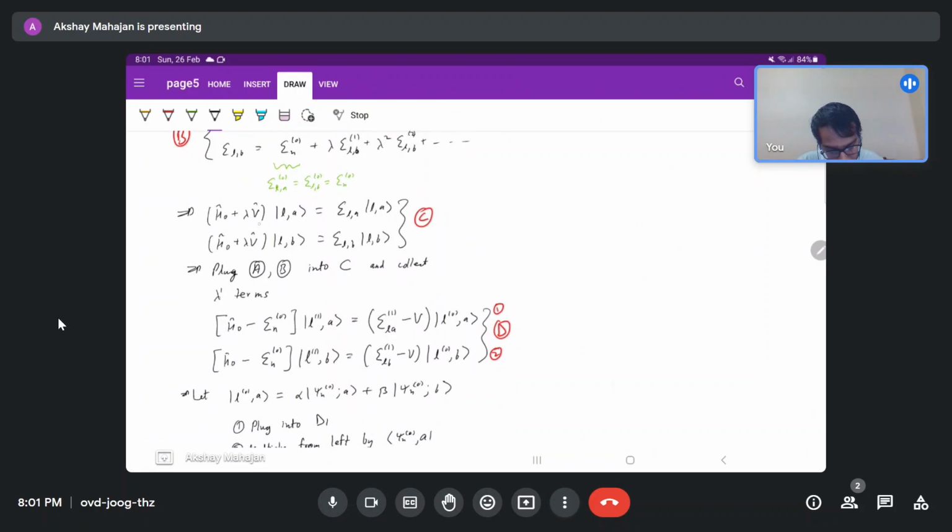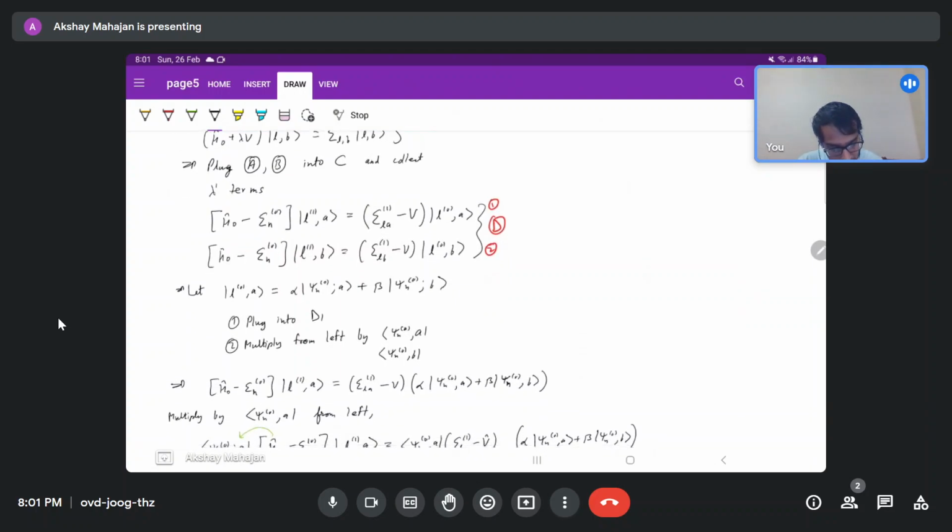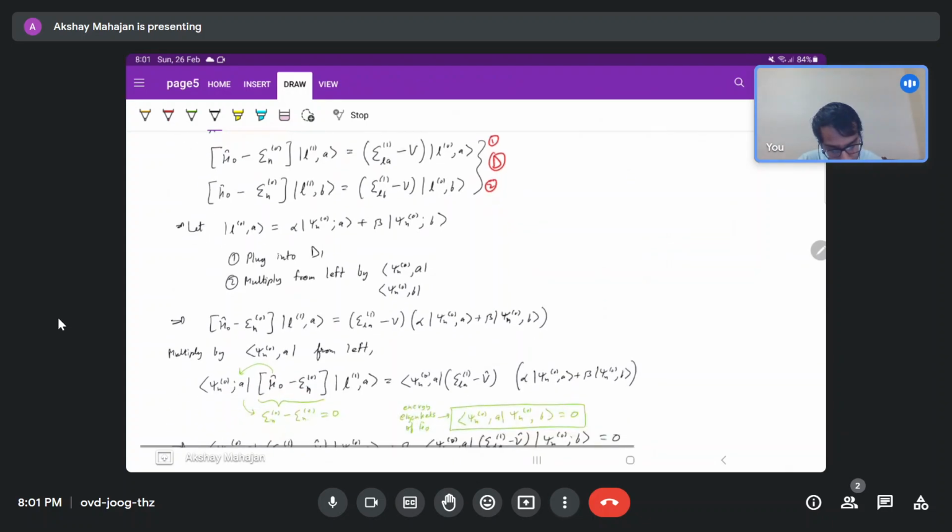Then we applied the same equation, and we got the terms from lambda. If you take lambda to the power 1 terms, then you will get these kind of D equations for A and B. They are similar. Then we will use the fact that this new zeroth order correction that we are seeing is going to be something like this. So this will be a linear combination.